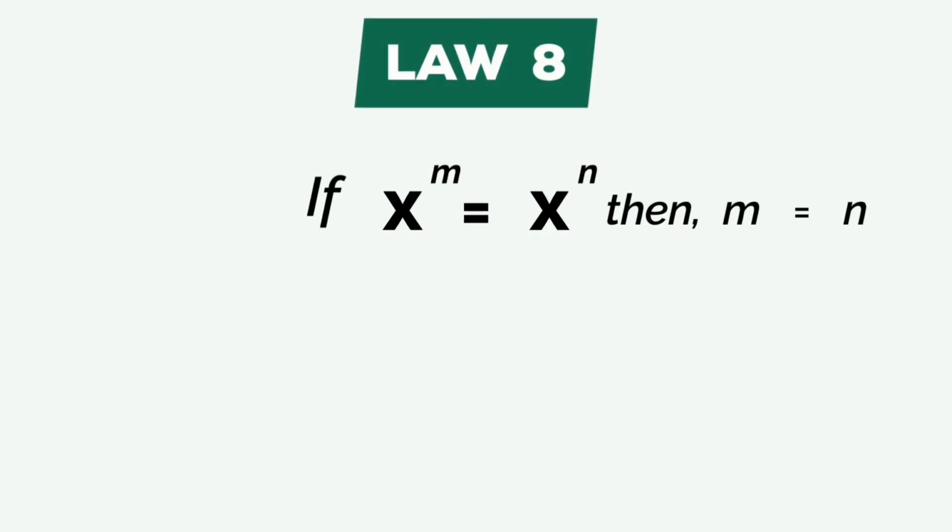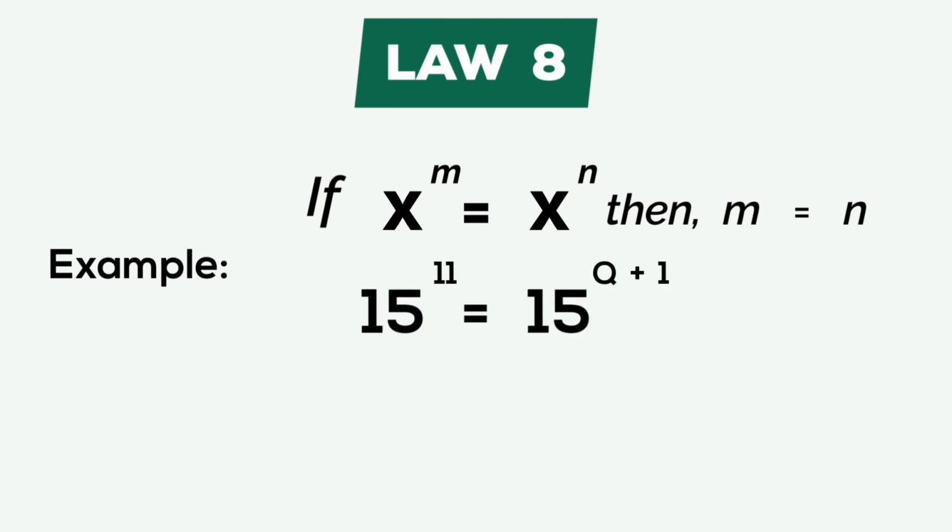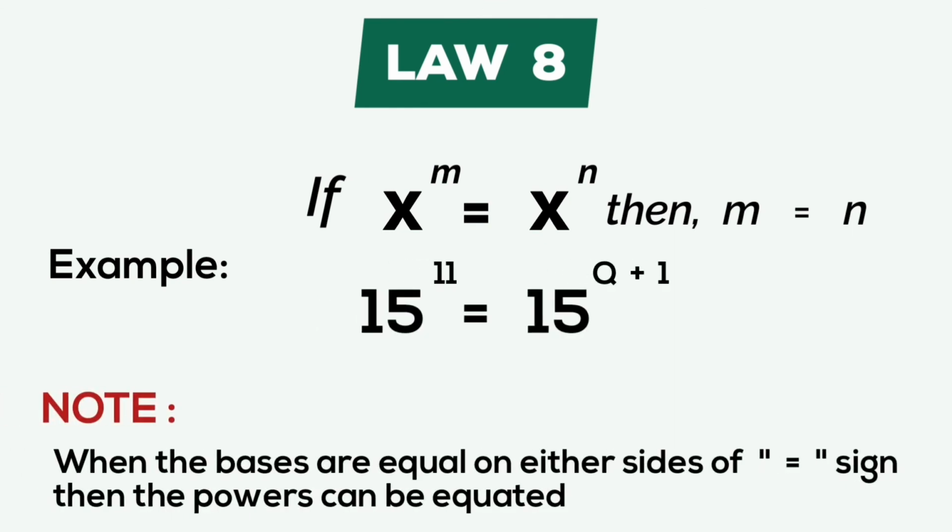Eighth law, if x to the power m is equal to x to the power n, then m is equal to n. For example, 15 to the power 11 is equal to 15 to the power q plus 1. Here we can write q plus 1 is equal to 11.